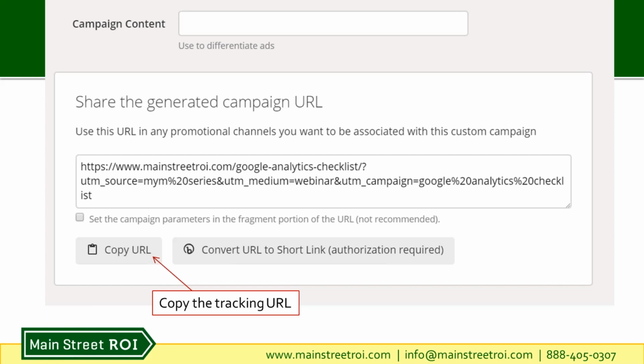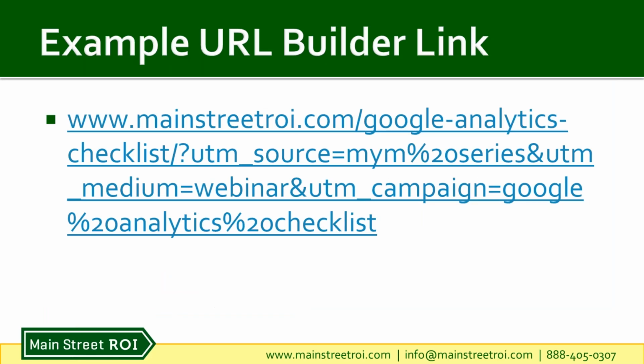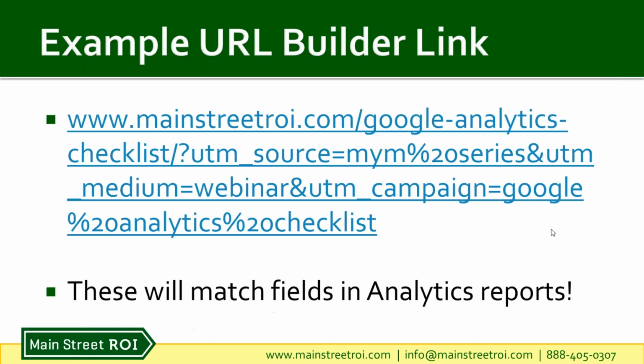So from here, you can just copy the URL, and that is now the tracking URL. If you send somebody to that page, then Google Analytics will know that the source was MYM series, the medium webinar, and that the campaign was Google Analytics checklist. So you're explicitly telling Google Analytics, this is where this traffic came from. And here is the example.